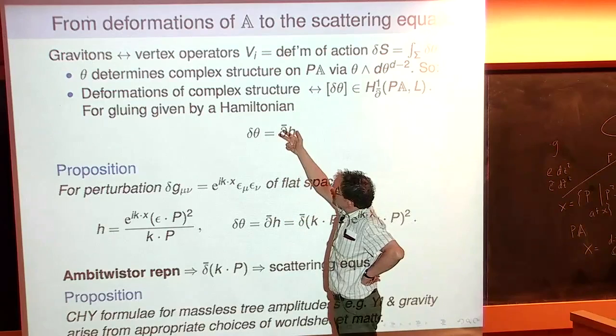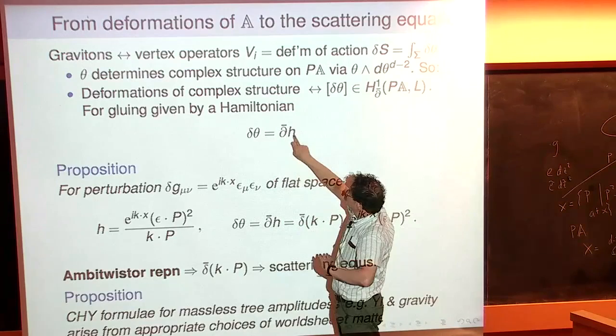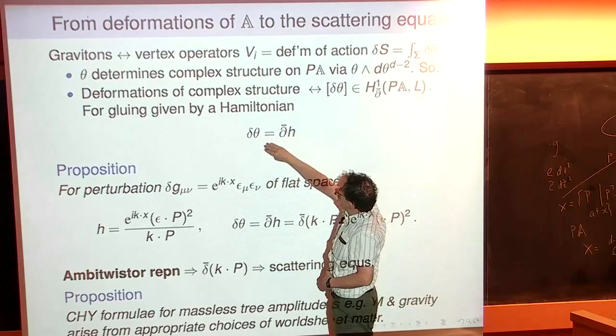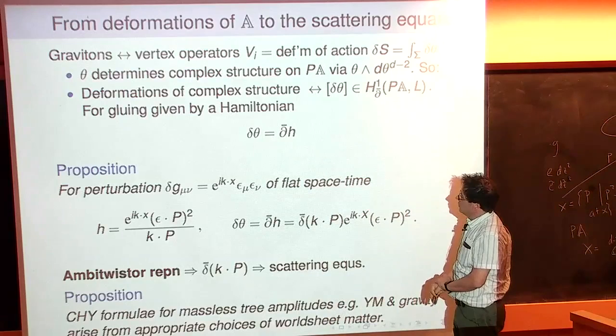So in the Lebrun theorem, we had ambitwistor space being glued together with some generating function or generating Hamiltonian H, and that was not a global thing, but the delta theta does have to be global. So you express delta theta as d bar of this gluing function, and that's now hopefully a global object.